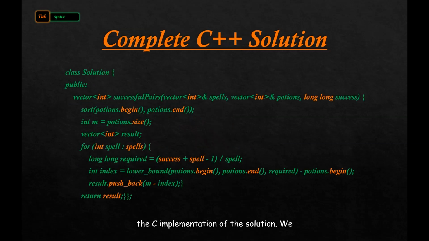Here's the C++ implementation of the solution. We sort the potions first, then iterate over each spell. We calculate the required potion strength using ceiling division. We use lower bound to find where it fits and store the number of successful pairs as the total potions minus that index. Finally, we return the result array containing the successful pairs counts for every spell.